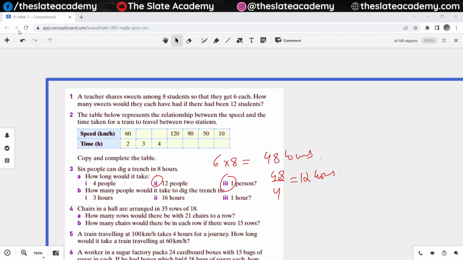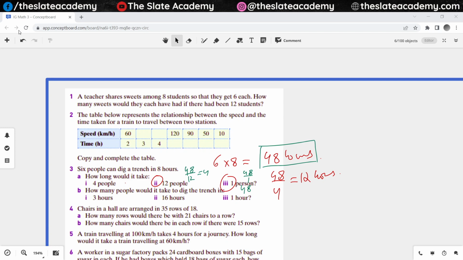So for part 2, it's the same 48 hours of total work that has to be done, but now it's being done by 12 people. So it would become 48 by 12, which would be 4 hours. And in part 3, it's the same work being done by just one person, so 48 over 1, which would be just 48 hours. Okay, now we reverse the thing.